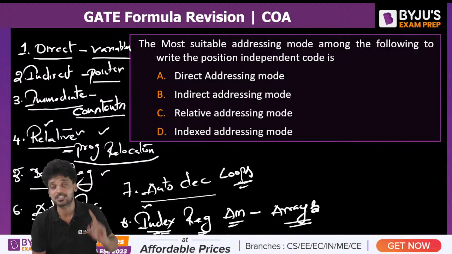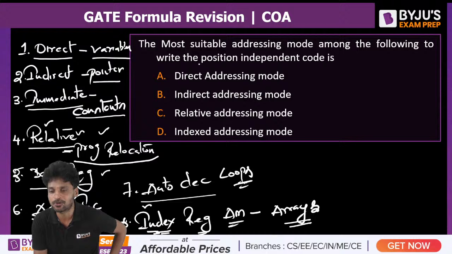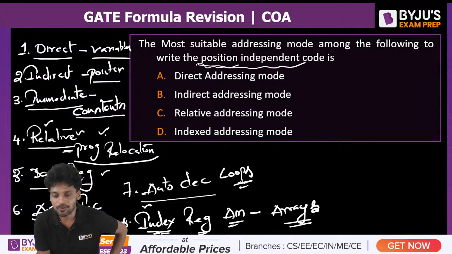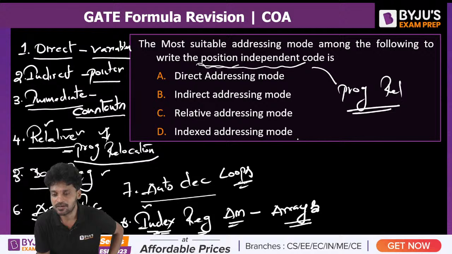The most suitable addressing mode among the following to write position independent code. What do we mean by position independent code? Position independent code means program relocation, meaning no matter where your program is loaded in the main memory, you should be able to access your own program, but not another's program. Program relocation can be done by two addressing modes: one is base register and the other is relative addressing mode. But here we are going to use relative addressing mode because base register addressing mode is not given in the question.